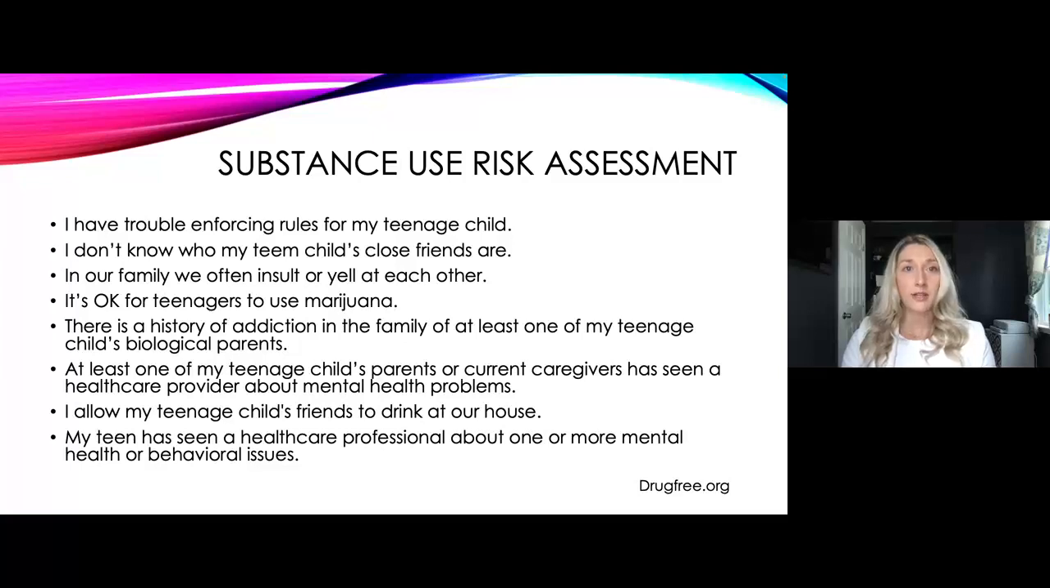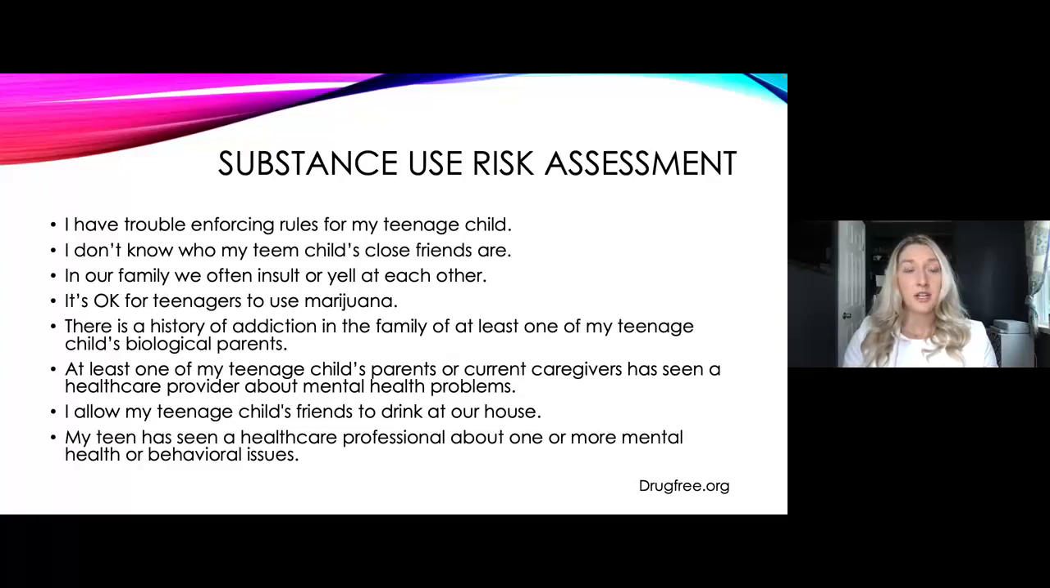But it also requires that the parent ask questions of themselves and of their family. So, do I as a parent have trouble enforcing rules for my teenage child? Do I know who their close friends are? In our family, do we yell at one another and insult one another? Do I believe that it's okay for teenagers to use marijuana? We have some youth on probation whose parents are currently using. So we often get asked the question of, well, why are you telling me I can't smoke when my mom is the first person I smoked with, or my dad smokes every day in the house?